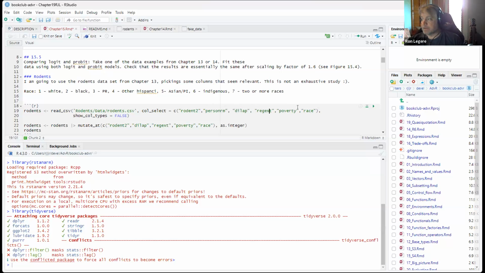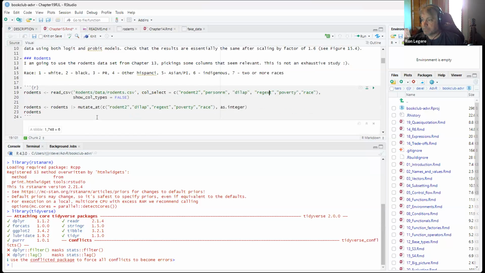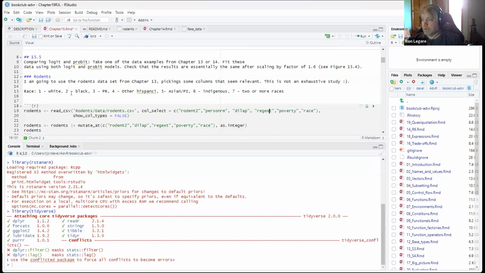And then there's another one. Most of these are 0 1s except for race, which is here: 1 white, 2 black, Puerto Rican. I don't know what they call that out. I forget what this is, so that's probably the reason why. Hispanic, Asian, Pacific Islander, Indigenous. Yeah, I changed it to Indigenous. It actually says something else, but my Canadian friends prefer Indigenous. So, got it. And then 7 was two or more races.